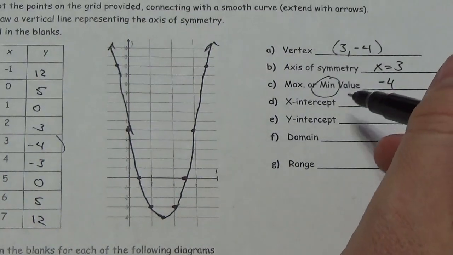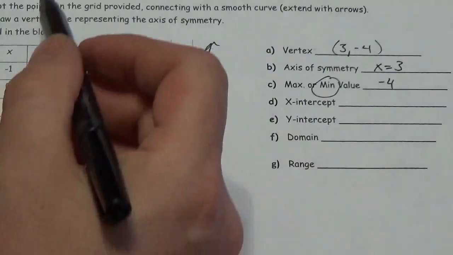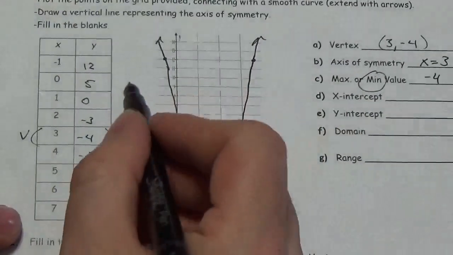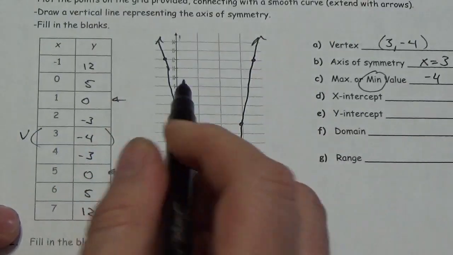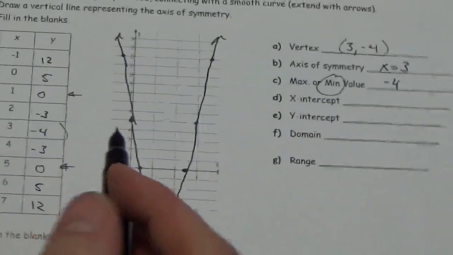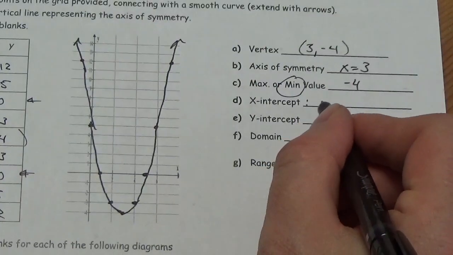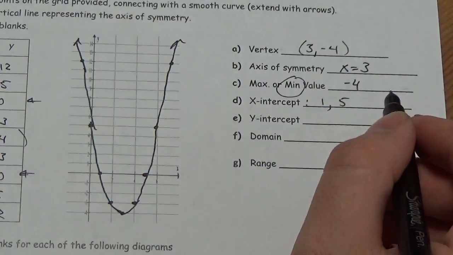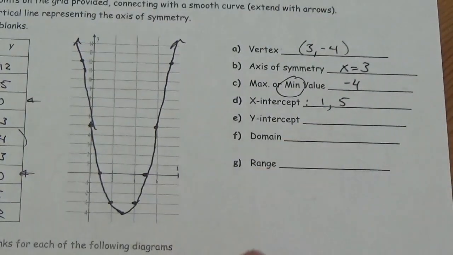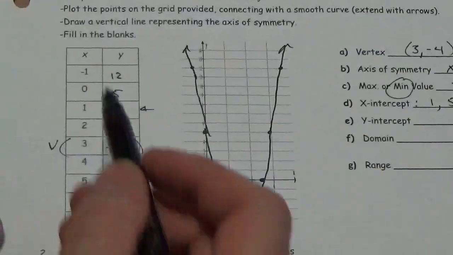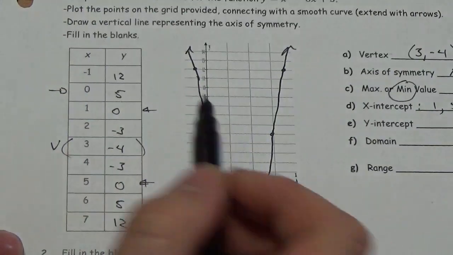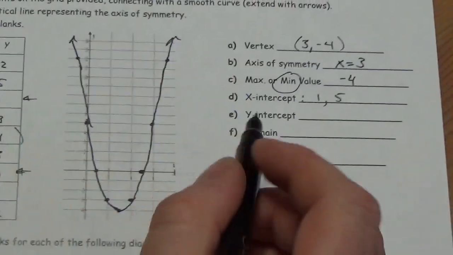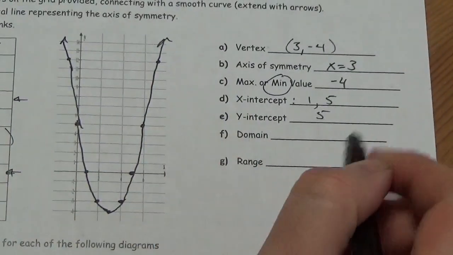Now, my x-intercepts, I can get those from my graph, or I can even just look at my chart here. My x-intercepts are going to occur where the y-coordinate is 0. And so that's going to be 1 and 5. So I'm expecting the numbers 1 and 5 for my x-intercepts. The y-intercept, I can easily read that off my graph, or I could look at my chart here. The y-intercept is going to occur where the x-coordinate is 0. And I get 5 here, so the y-intercept here is going to be 5.